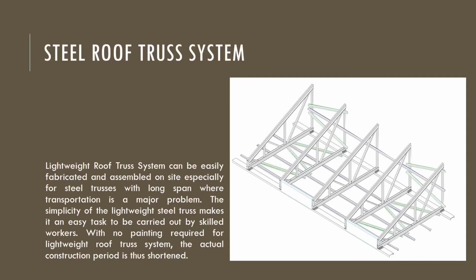Steel roof truss system. Lightweight roof truss system can be easily fabricated and assembled on site, especially for steel trusses with long span where transportation is a major problem. The simplicity of the lightweight steel truss makes it an easy task to be carried out by skilled workers. With no painting required for a lightweight roof truss system, the actual construction period is thus shortened.